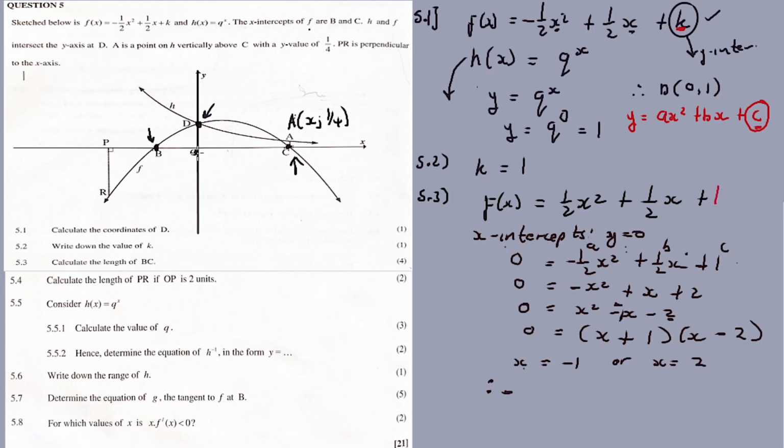So the distance from here all the way up to here, it's 1. The distance from here to here, it's what? It's 2. Because the coordinates of A are 2 and 0, and of B are negative 1 and 0. So that's why the distance from here to here is 1. From here to here, it's what? It's 2. Therefore the length of BC is equal to 3 units.